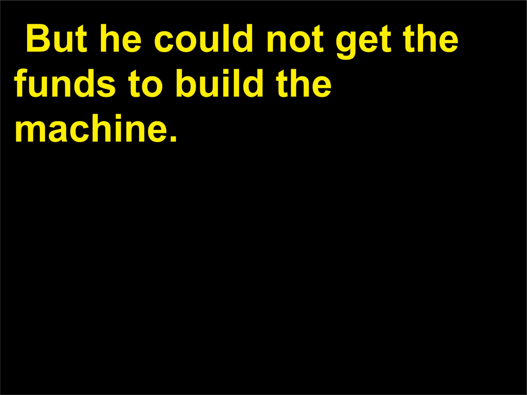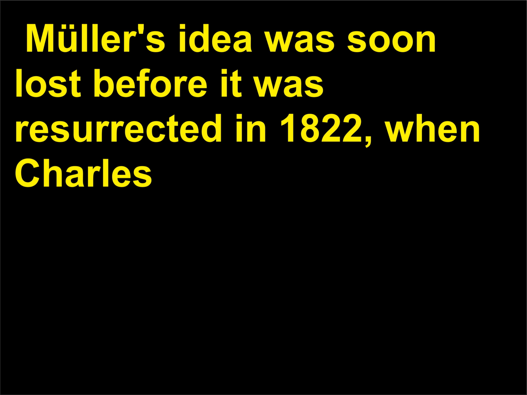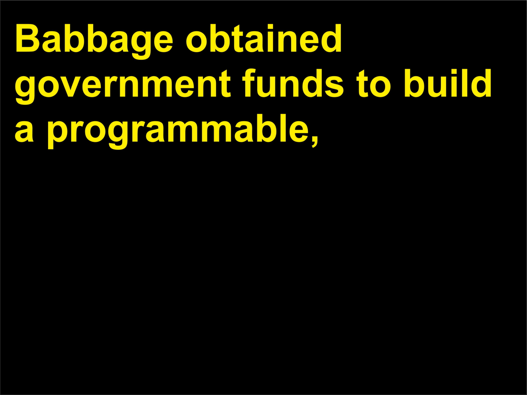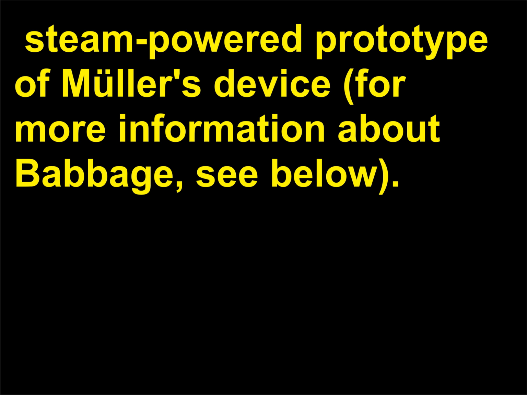But he could not get the funds to build the machine. Müller's idea was soon lost before it was resurrected in 1822, when Charles Babbage obtained government funds to build a programmable, steam-powered prototype of Müller's device. For more information about Babbage, see below.